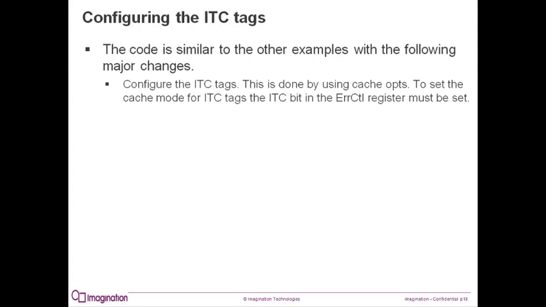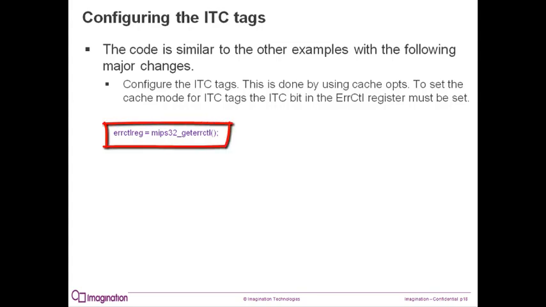I will go over the code changes made to the basic thread example I showed you in an earlier section. First, I'm going to configure the ITC block. To get to the ITC block controller to configure its tags, you need to turn on the ITC bit in the error control register. Once you do that, you can use cache instructions to read or write the ITC block's tags. Here is a sequence of C instructions to turn on the ITC bit configuration.